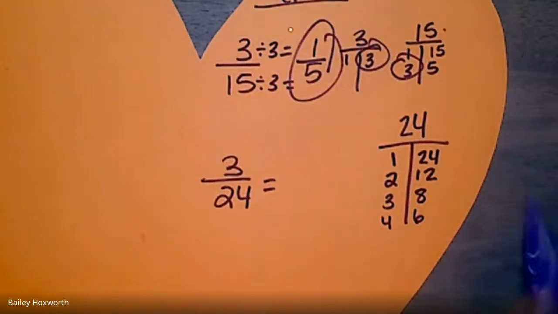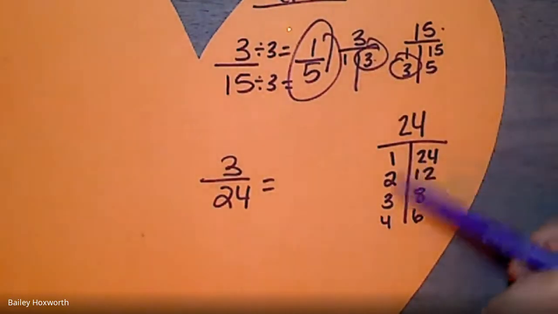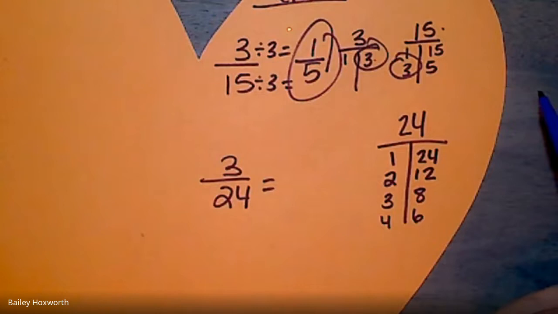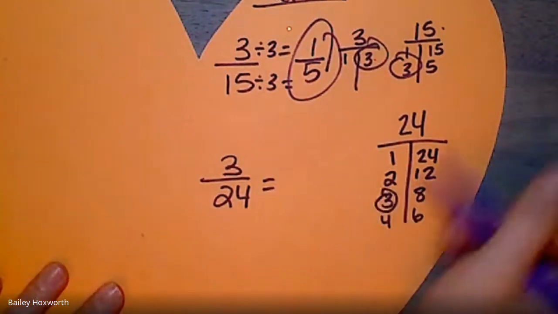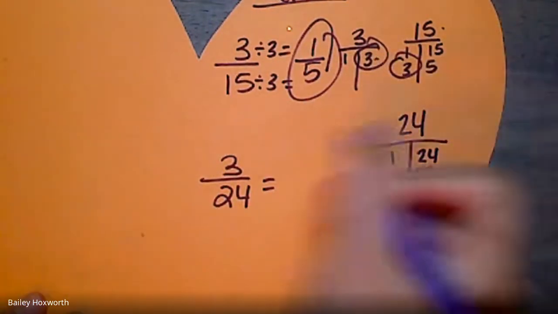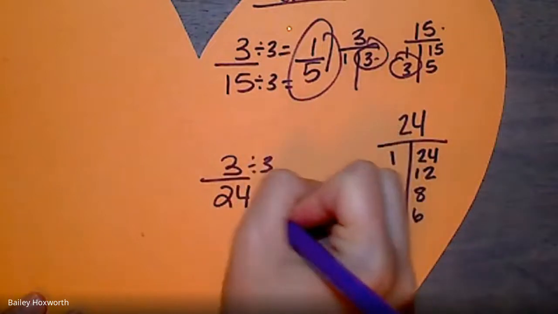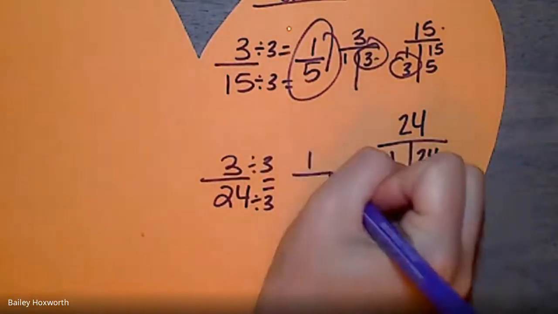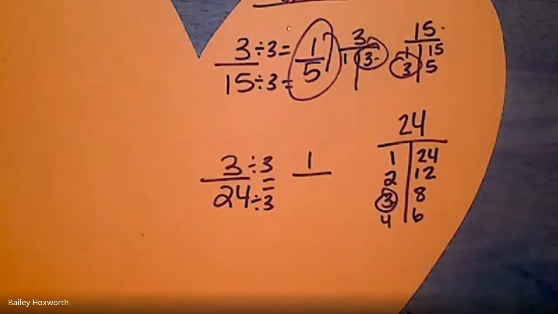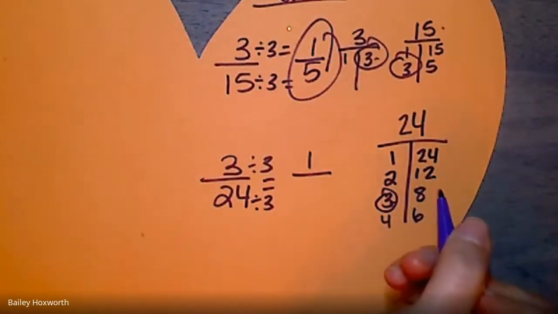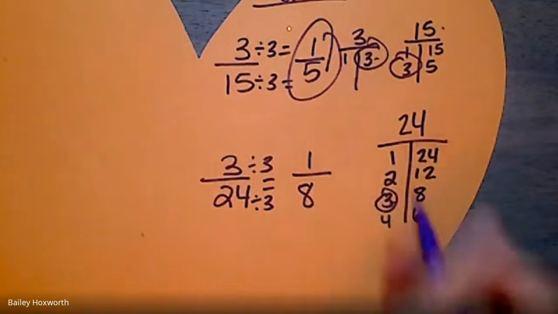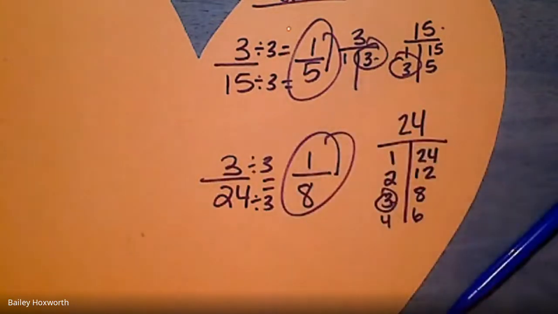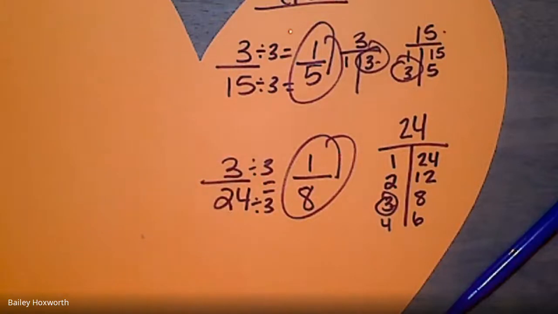Okay, looking at 1 and 3, what's the greatest common factor they have in common? It's 3. 3 and 3. So that means the top can be divided by 3 and the bottom can be divided by 3. 3 divided by 3 is 1. 24 divided by 3 is 8. So that means 1/8 is equivalent to 3/24.